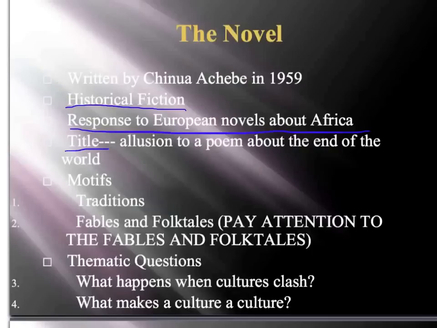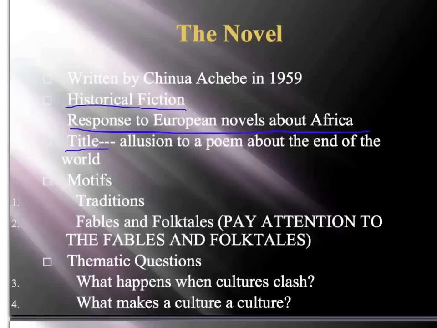The title of Things Fall Apart, that's an allusion to a very famous poem called The Second Coming by W.B. Yeats, and that's a poem about the end of the world. And in a lot of ways, Things Fall Apart is a novel about the end of the world. It's not about the end of the entire world, but of the world of the Igbo people.